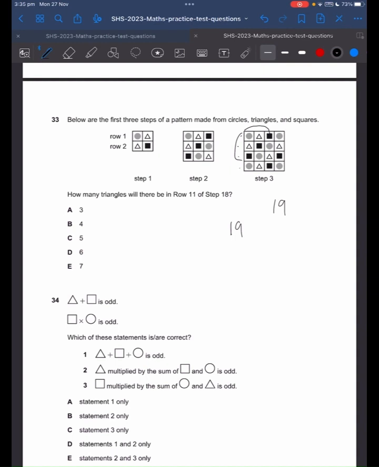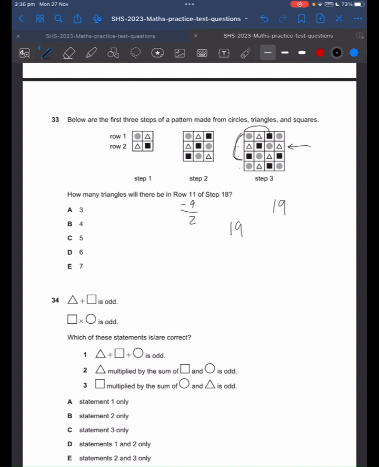How many triangles will there be in row 11 of step 18? Row 11, since this sequence repeats every 3 times, we can take away a multiple of 3, in this case 9. So row 2 is the only one that really matters. And we're left with this row, the one that starts with a triangle.